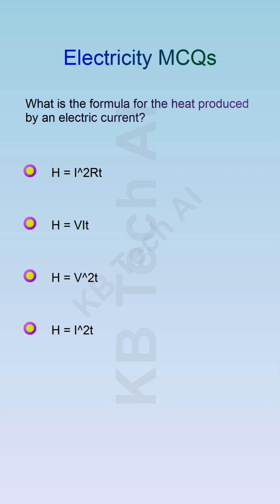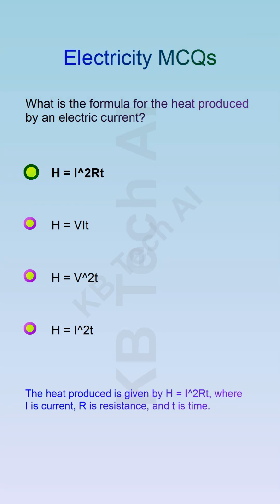What is the formula for the heat produced by an electric current? Option 1, H equals I to the power of 2 RT, Option 2, H equals VIT, Option 3, H equals V to the power of 2 T, Option 4, H equals I to the power of 2 T. The answer is Option 1, H equals I to the power of 2 RT.